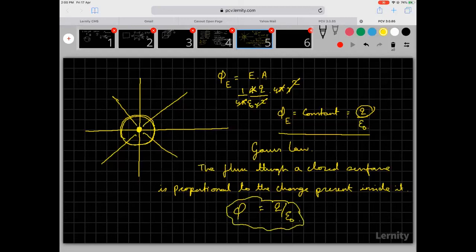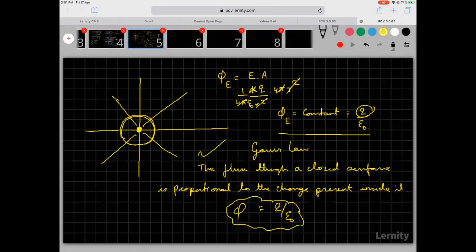Are you able to understand this? Please make a note, and then we will spend the rest of the day discussing various aspects of this. So the total flux through a closed surface is equal to Q by epsilon naught.